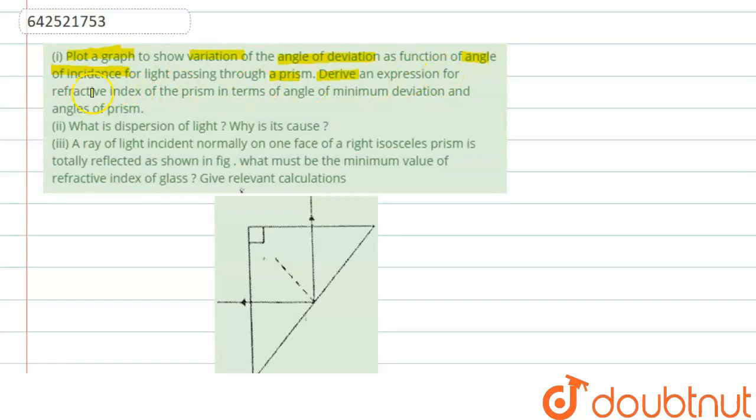Derive an expression for the refractive index of prism in terms of angle of minimum deviation and angle of prism. The second is, what is the dispersion of light and why does it occur. And the third one is, a ray of light incident normally on one face of a right isosceles prism is totally reflected as shown in figure. What must be the minimum value of the refractive index of glass? Give relevant calculation.